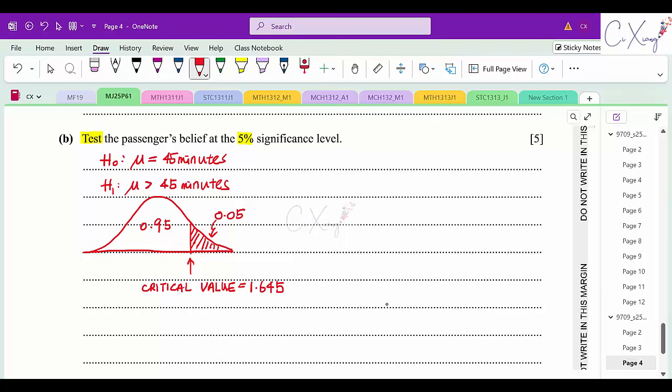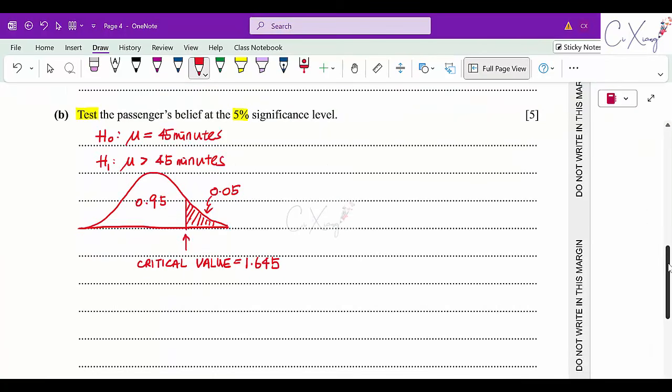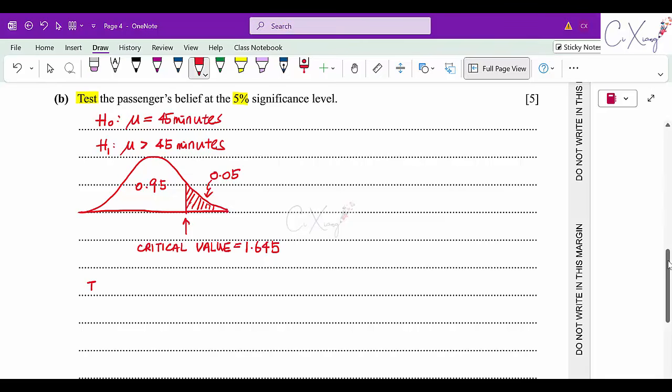Next one, I want to calculate the test statistic. So how to get the test statistic? The general formula for test statistic is this one. Because we are using the sample value to run the test, the standard formula will be sample mean minus the population mean divided by the population standard deviation over square root n. This is my test statistic formula and I want to calculate it now.